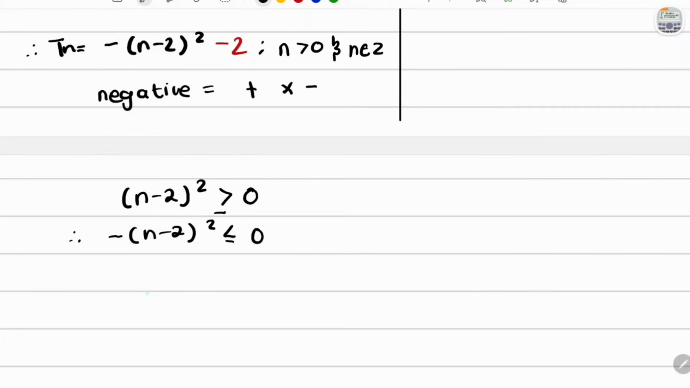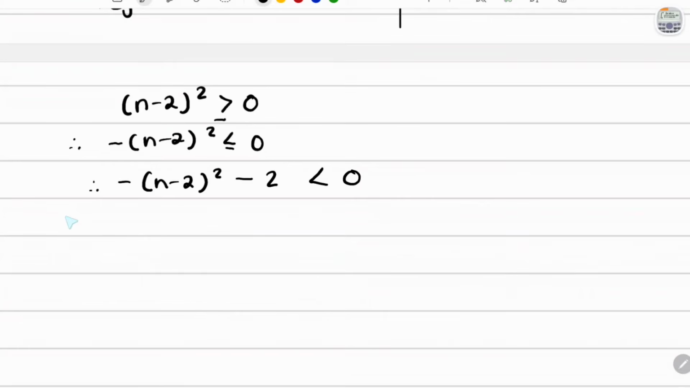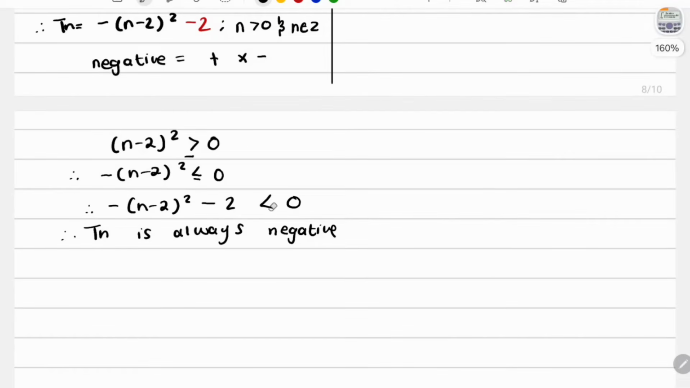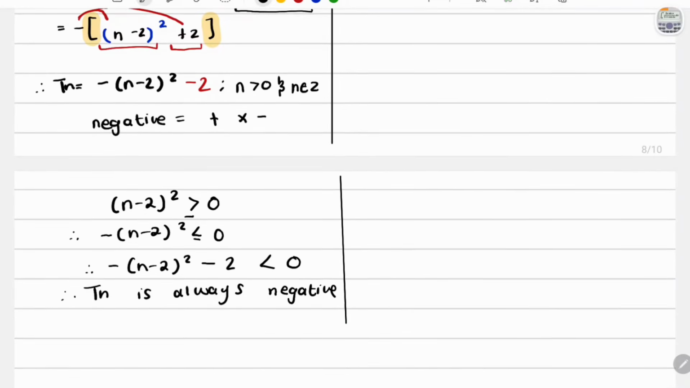So it means now that if you wrote the expression like this, let me just say negative (n minus 2) all squared, right? Minus 2, it's always going to be negative, so less than 0. And this would really prove that Tn is always negative. So that is just using the nature of the expression. Okay, that proves that that will always be negative. So I'll say that as one way of proving that.